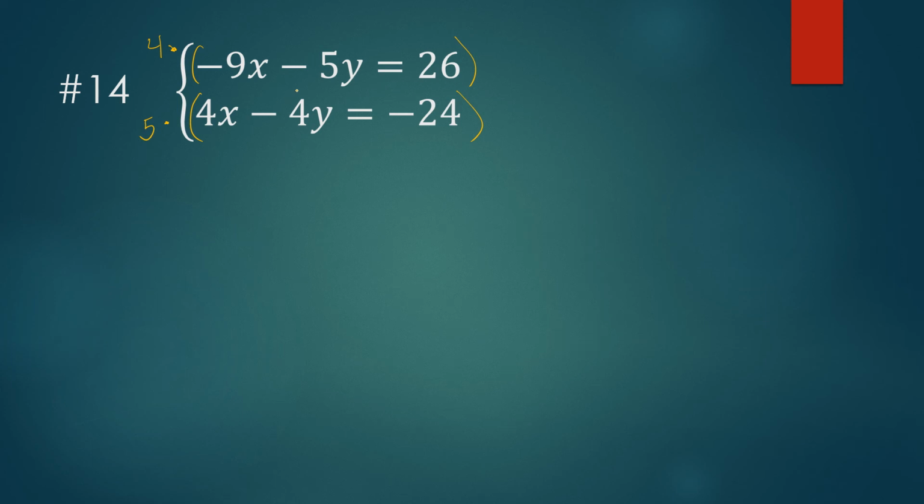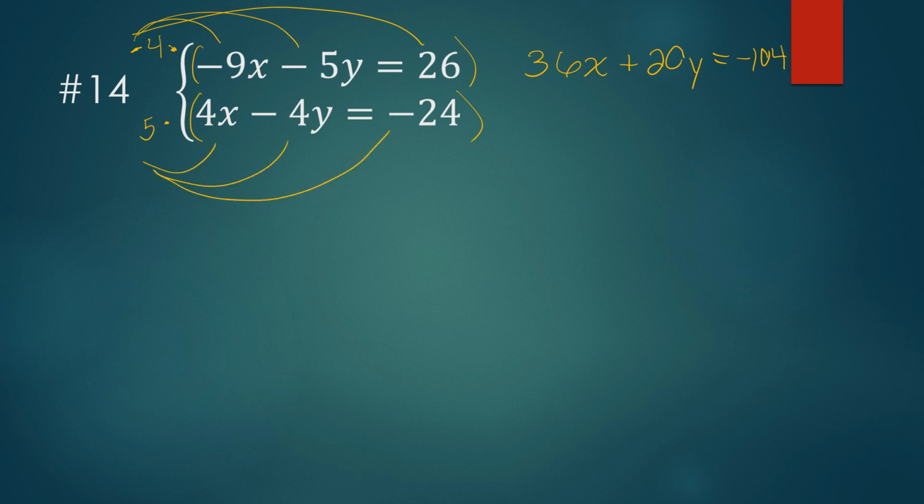And here again, we have the same signs. I need one of those to be the opposite sign, so I need to multiply one of them by a negative. Doesn't matter which one, but just one. So I'm going to multiply those all out, distribute everything to the first equation. So -4 times -9 is going to give us positive 36x. And then -4 times -5 gives us positive 20y. And then -4 times 26 is going to give us -104.